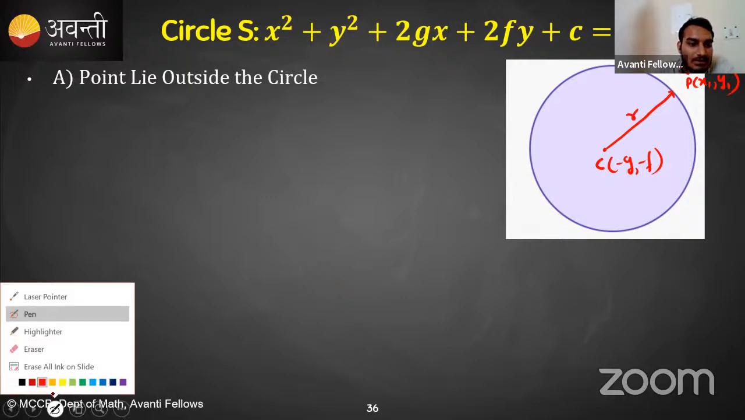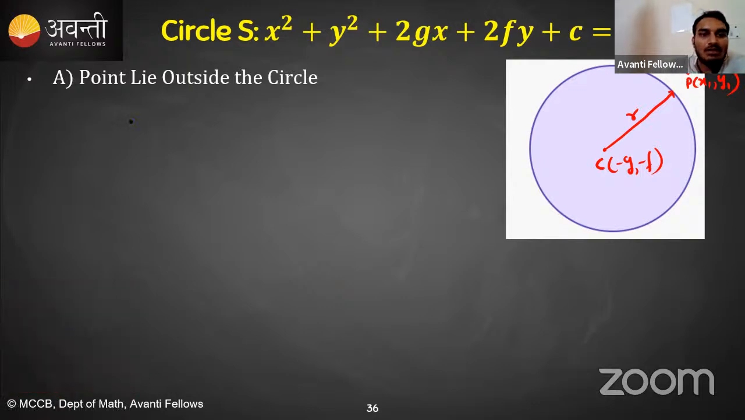One thing you can clearly say is that if point P is lying outside the circle, then the distance PC should be greater than r. Obviously, that makes sense. If the point P is outside the circle, then the distance between the point and the center has to be greater than r. So let's see what happens.